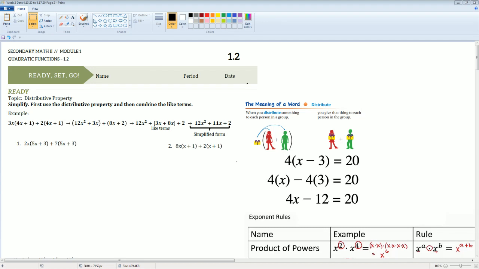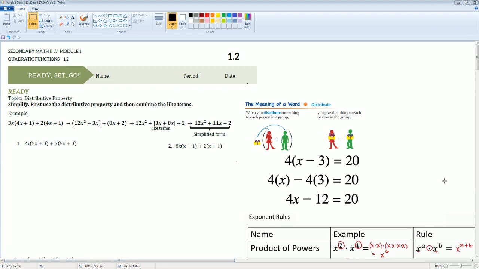Alright, welcome. This is the IM2 Solutions and Tutorial for the Distance Learning Packet for week 2. The date is April 13th through April 17th. This is page 2. Here the ready part asks us to simplify using the distributive property and then combining the like terms. Okay, what does distributive mean?